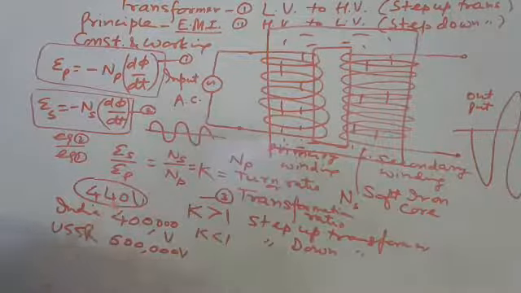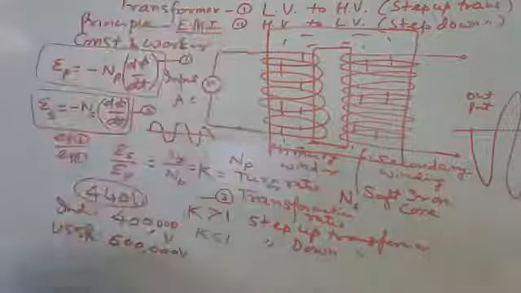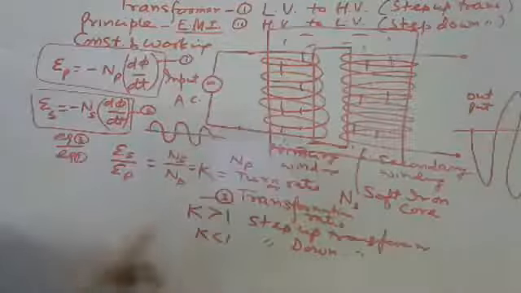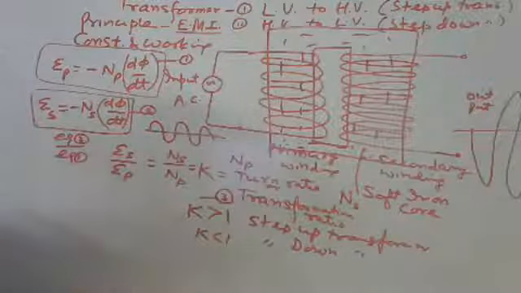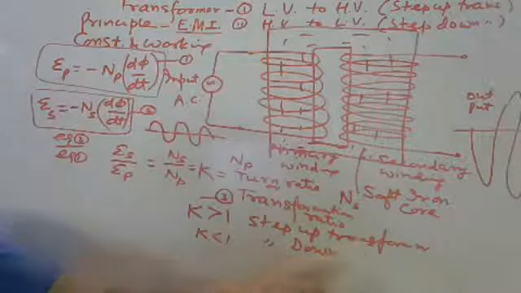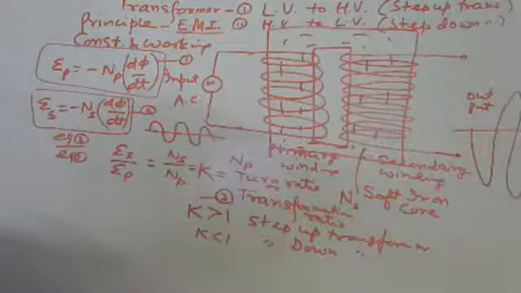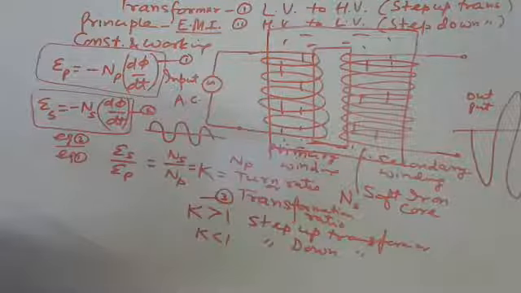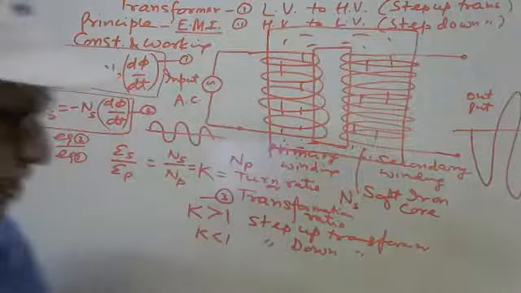Anyway, there are two types of transformer, step up and step down transformer. If K is more than 1, it is called a step up transformer. K is less than 1, it is called a step down transformer. So the turns ratio plays an important role. Got it? Any doubt up to this discussion?